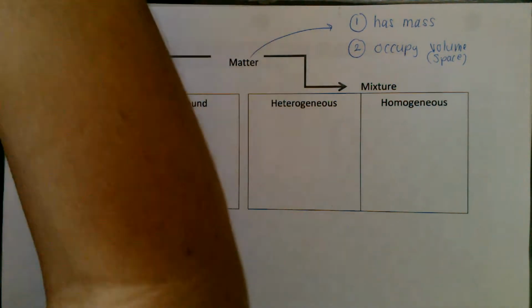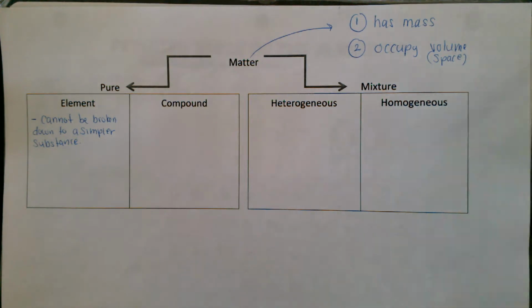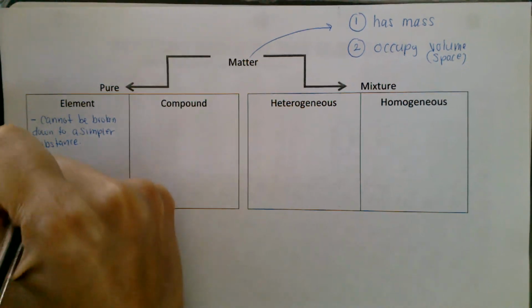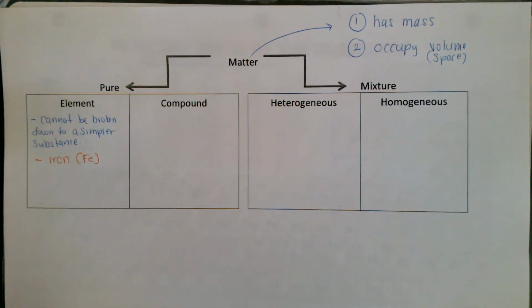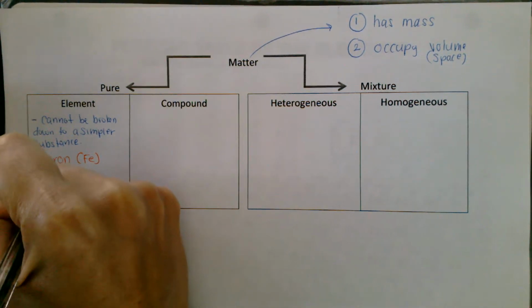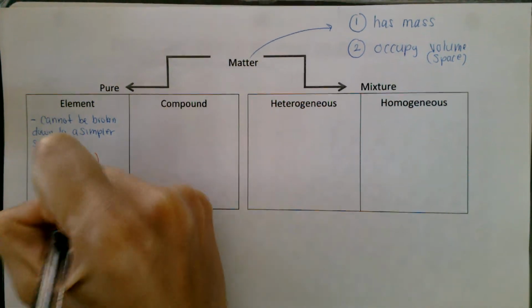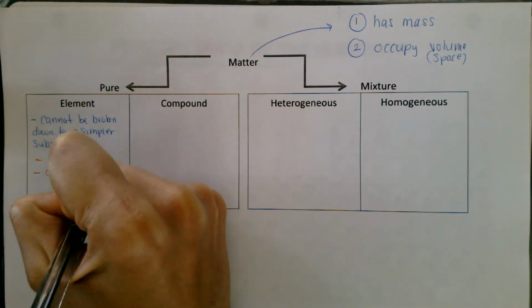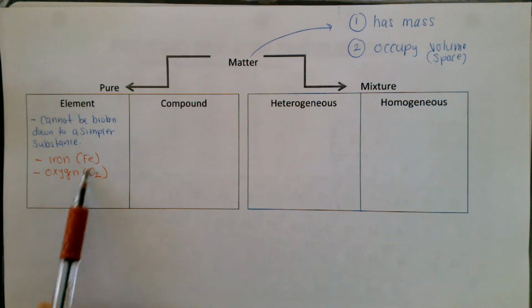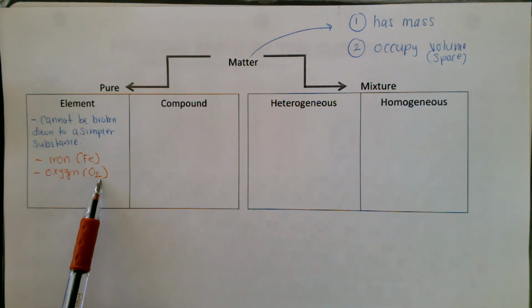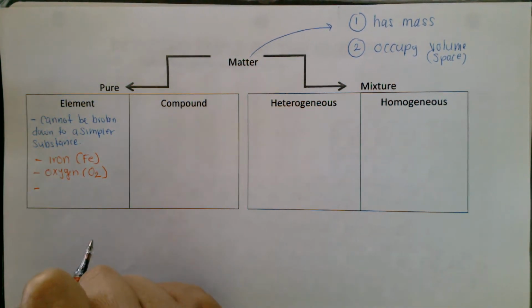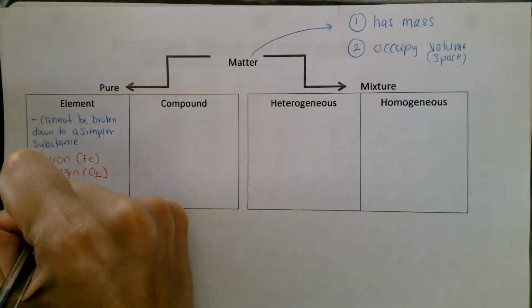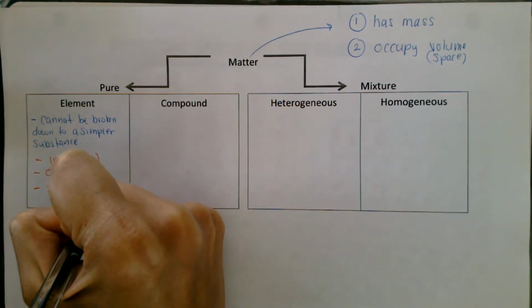Okay, so let's look at some examples of elements. So some examples of elements could be something like iron, which we're going to learn in chapter 4 has the symbol Fe. Something like oxygen. Oxygen as an element exists as O2. We're going to talk about that in chapter 4. Some elements exist as pairs. We call those diatomic. Some of them exist together as one. Or, I don't know, how about sodium, which has the symbol Na.